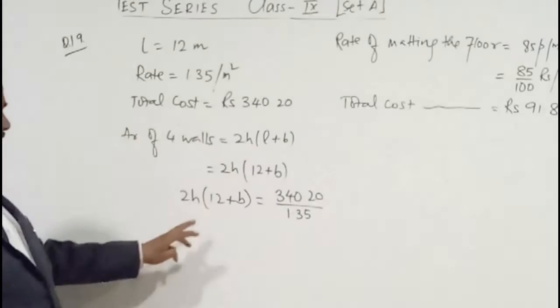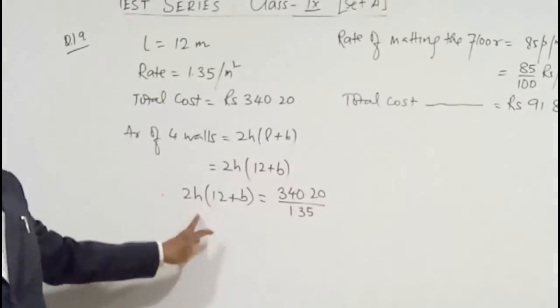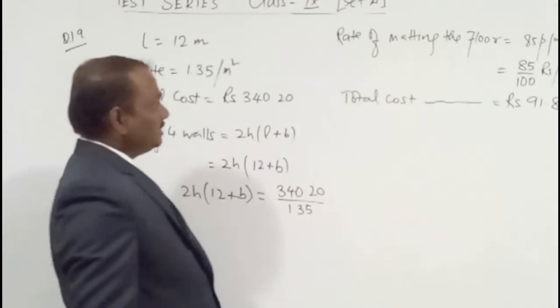Okay, now if we keep on cancelling, we will get some value. So here we can see there are two variables, h and b. If I know the value of b, I will be able to find the value of h, which is our question. Let's go to the second part.